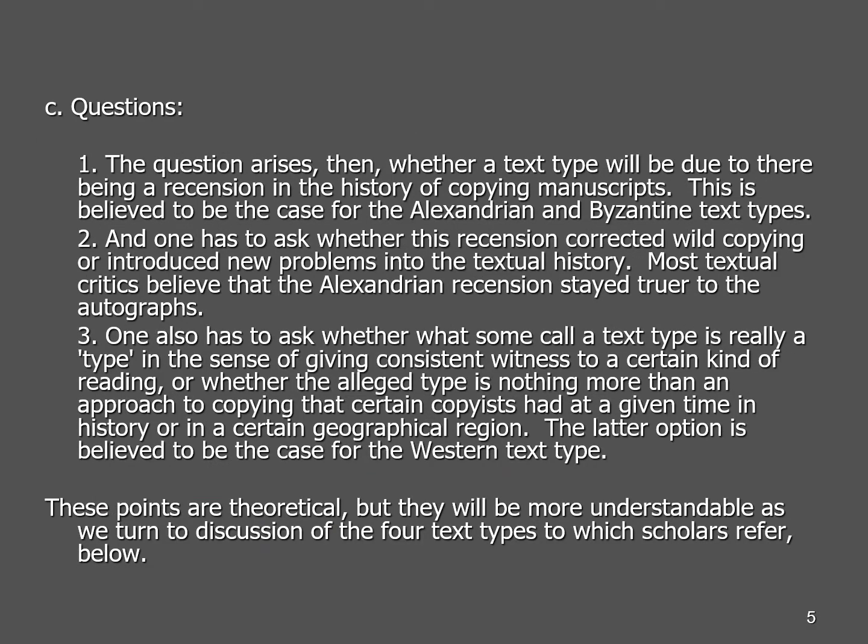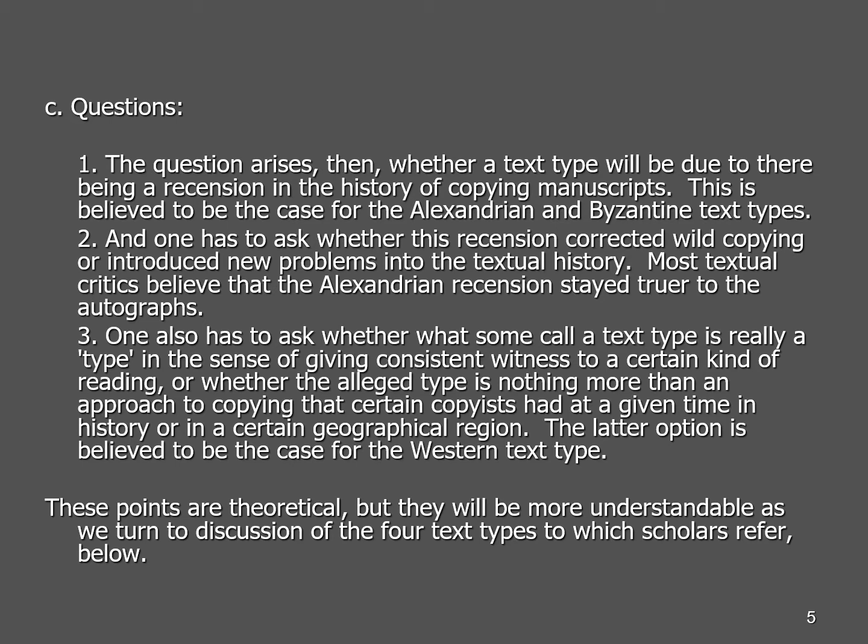The question arises, then, whether a text type will be due to there being a recension in the history of the copying of manuscripts. This is believed to be the case in two of our text types, the Alexandrian and the Byzantine. Somewhere along the line, scholars think a recension made differences to a group of manuscripts before and a group of manuscripts after. And one has to ask whether the recension corrected wild copying, for example, or whether the recension actually introduced new problems into the history of the text.